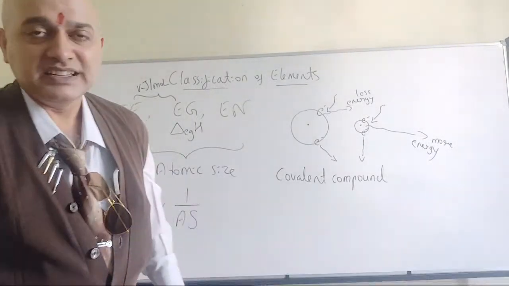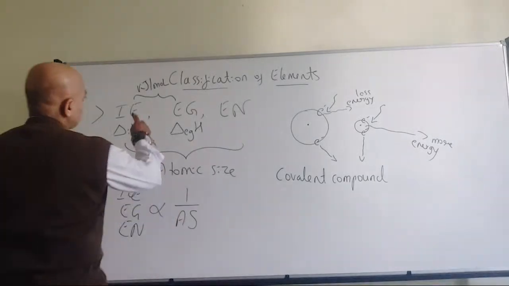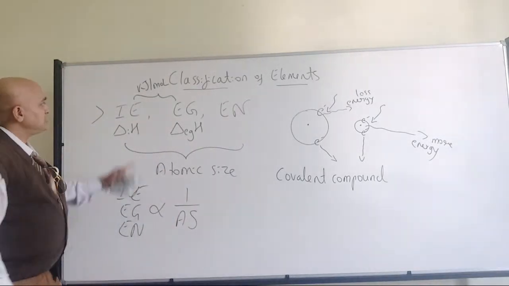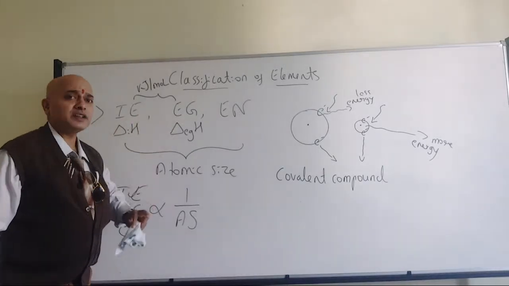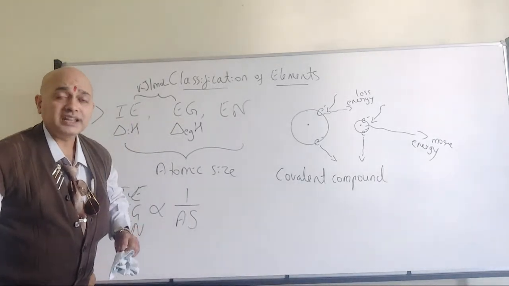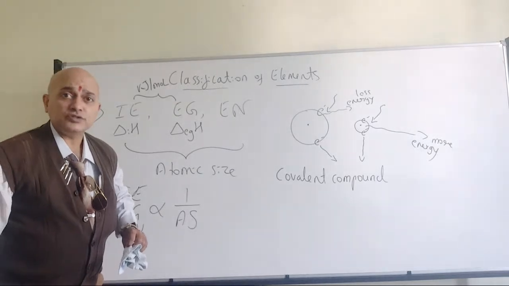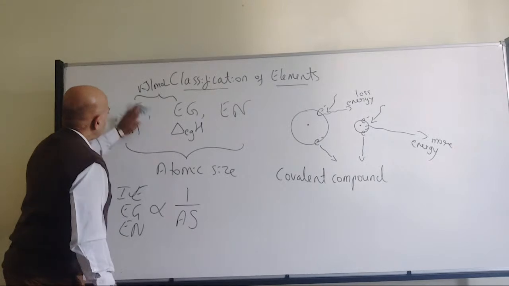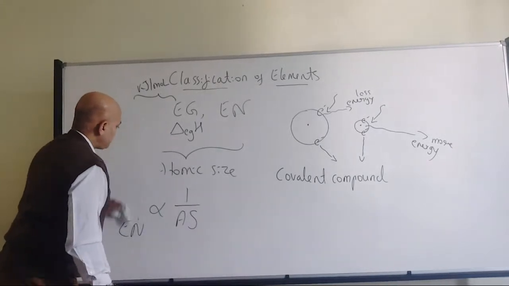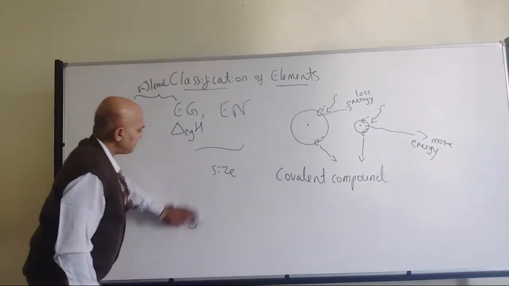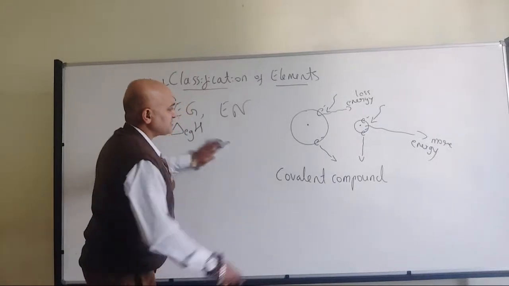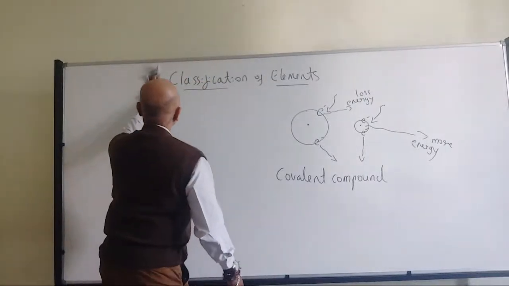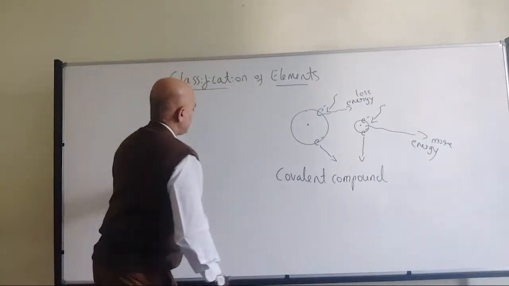So kilojoules per mole is applicable for ionization enthalpy and electron gain enthalpy. But for electronegativity, there are no such SI units because it is a qualitative measurement. All of you have understood? Any doubts? So they are related to the atomic size.